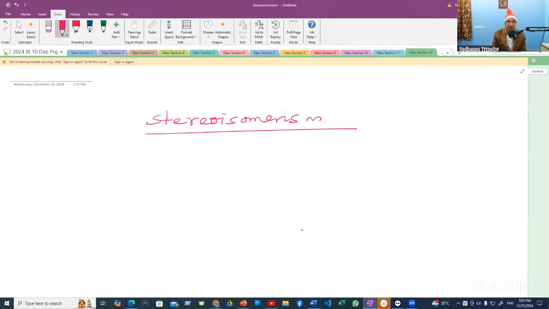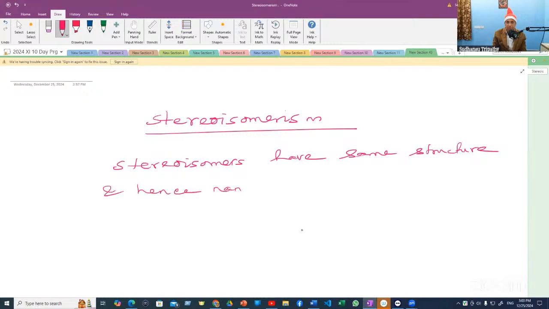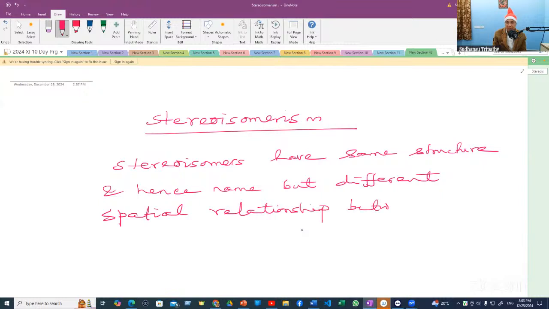Here, stereoisomers have same structure and hence same name, but different spatial relationship between their groups and atoms, for which they are not superimposable.